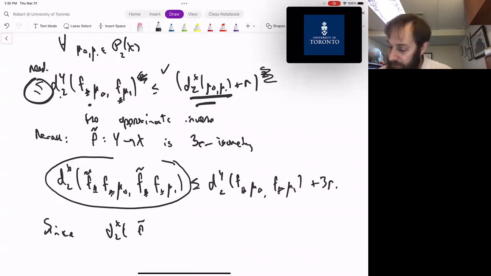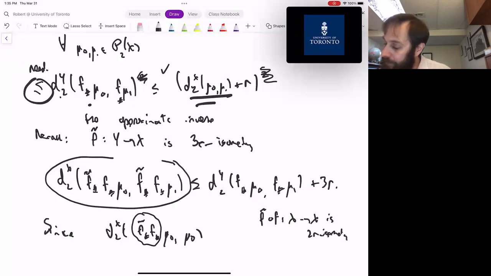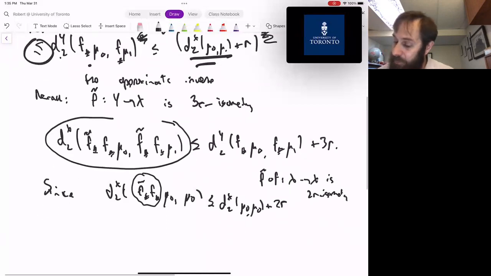If I look at F tilde composed with F acting on one of them, let's say mu naught, this guy here is a 2R isometry. F tilde composed with F is a map from X to X, and it's a 2R isometry. And so this, by the same argument, is less than the distance between mu naught and mu naught plus 2R.